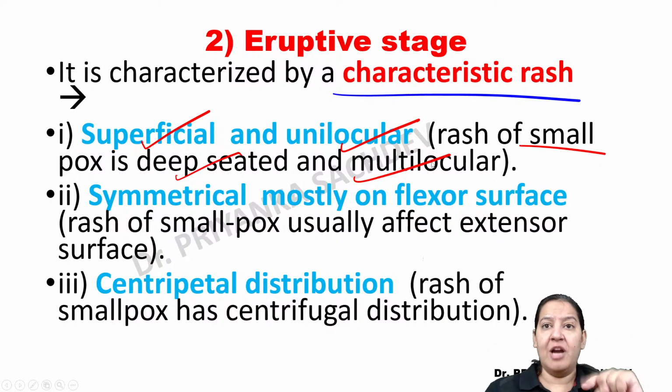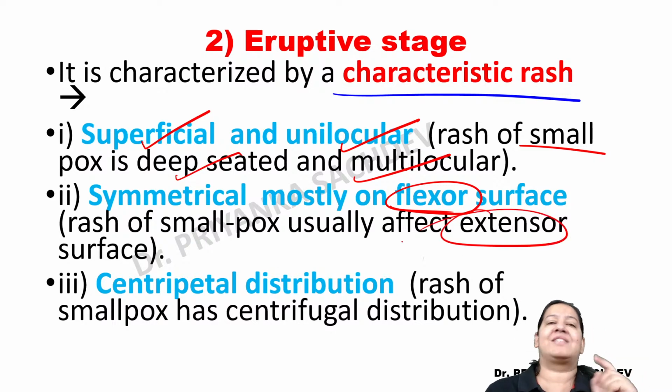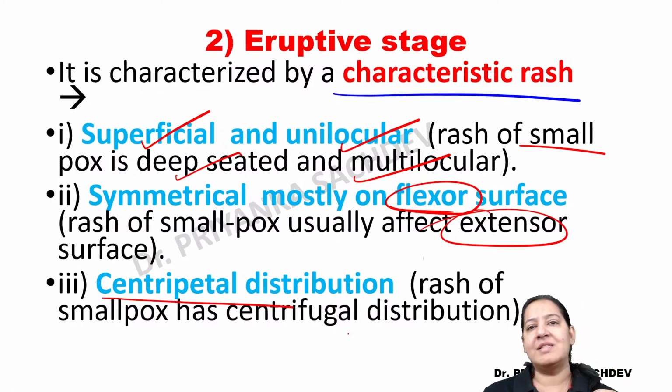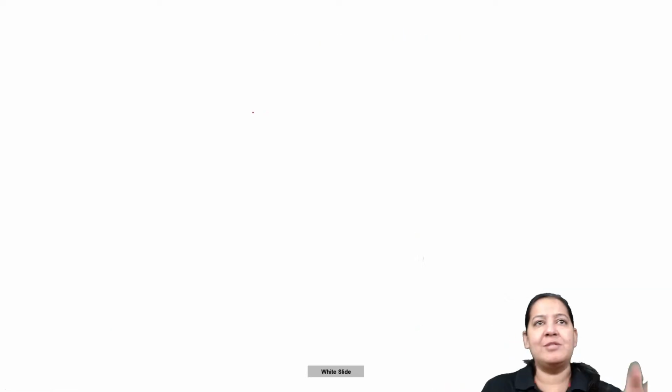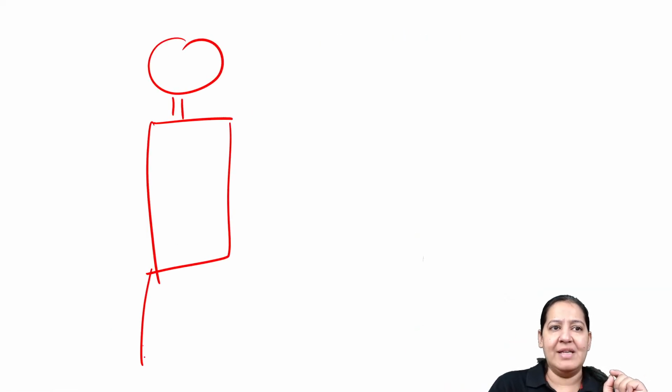The rash in chickenpox usually occurs on the flexure surface. The rash in smallpox, in contrast, usually occurs on the extensor surface. Here the rash is centripetal. In smallpox, it is centrifugal. Can you understand the difference between centripetal and centrifugal? I guess you can understand.